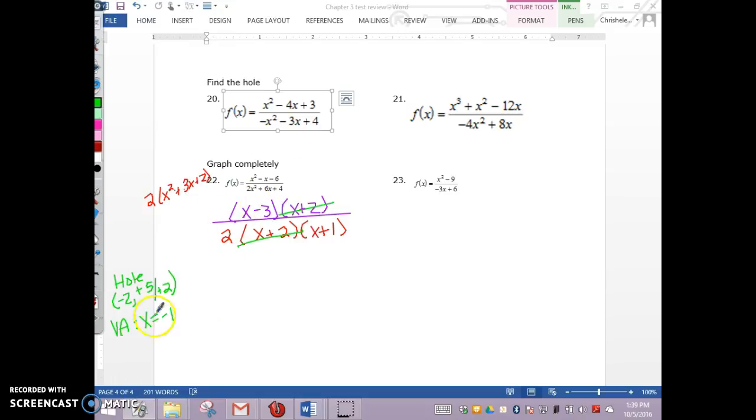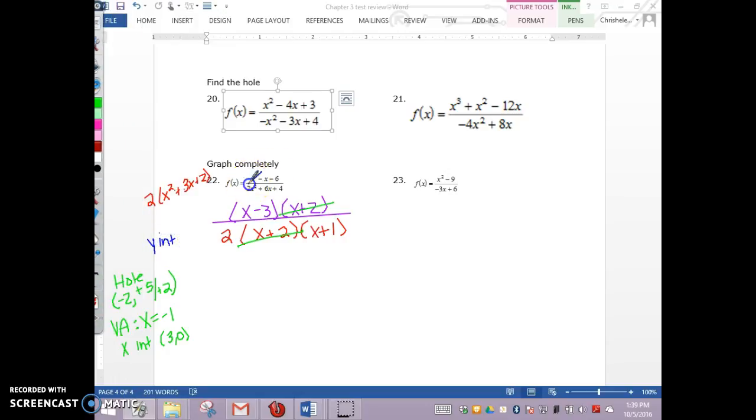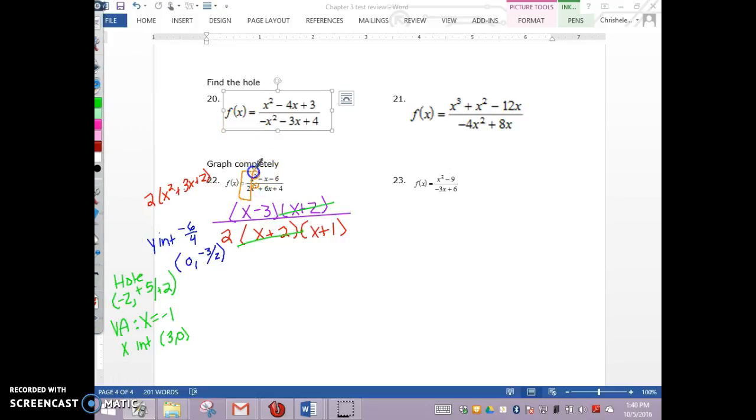That leaves me with an x-intercept in the numerator, which is at 3. And then I plug in a 0 to find the y-intercept. So I'd be left with negative 6 in the numerator, and 4 in the denominator. So my y-intercept is going to be 0, negative 3 over 2. For the horizontal asymptote, I'm looking at the powers. The highest powers are both 2's. Those match. So I take the ratio of the leading coefficients, which is a half. So y equals half is going to be my horizontal.